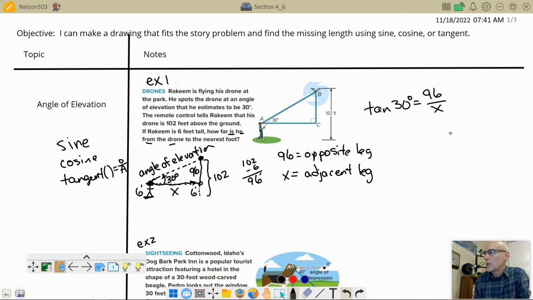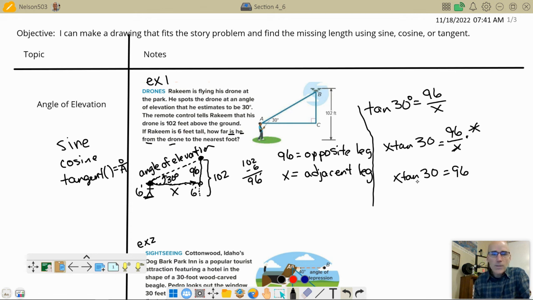So I'm going to show you what I would do. I would go 96 over x times x is equal to x times the tangent of 30. Okay, let me just outline this here. And so now these x's over here divide out, right? So now I've got 96 is equal to x times the tangent of 30.